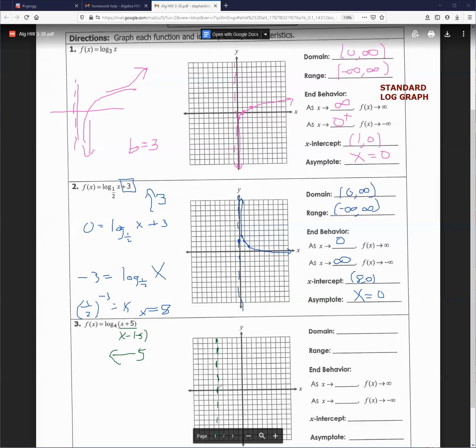And now from here, we will draw a fairly standard looking log graph. So from what would have been 1, 0, we go to -4, 0. I keep saying it backwards. What would have been 4 comma 1 would have been here, and 1/4 comma 1 would have been here. And so now we connect up.